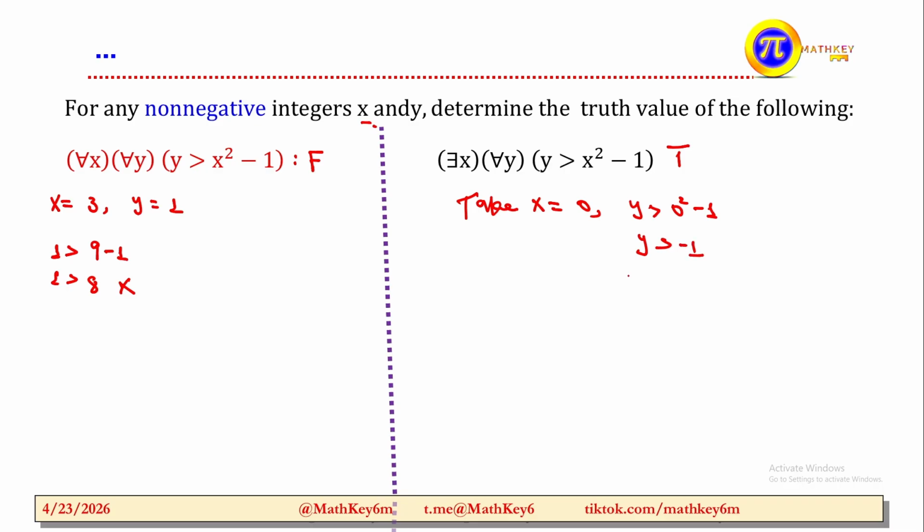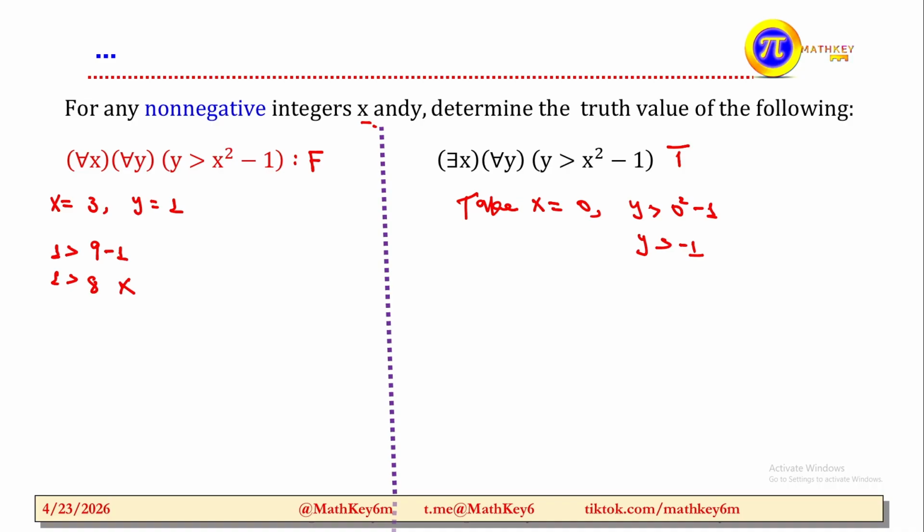You see? For every y, y is greater than negative 1. Why? Because x and y are non-negative integers. That is true, always true. Why? Because we obtained one x, x equal to 0, that satisfies this condition. Since y is a non-negative integer, 0, 1, 2, 3, that means y is always greater than a negative integer, particularly here negative 1. Because of this, the statement becomes true.